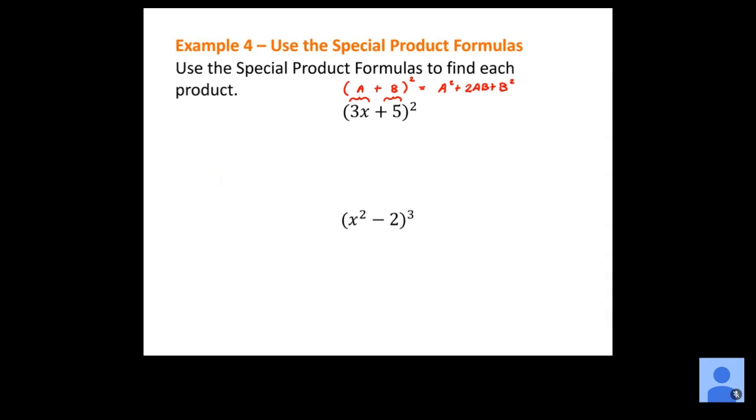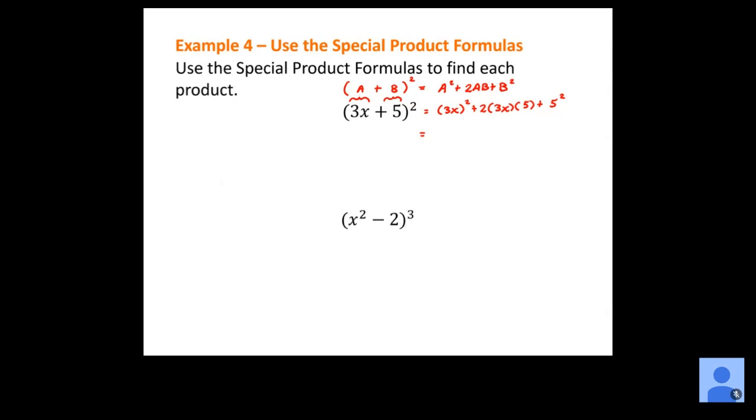And so now substituting into that formula, this is going to give us 3x all squared plus 2 times the a value, which is 3x, times the b value, which is 5, plus the b value squared, which is just 5 squared.